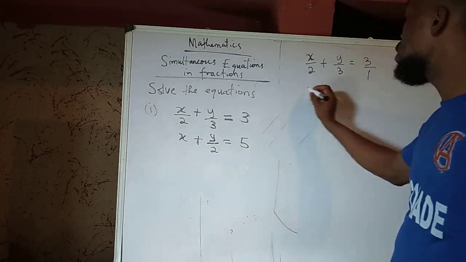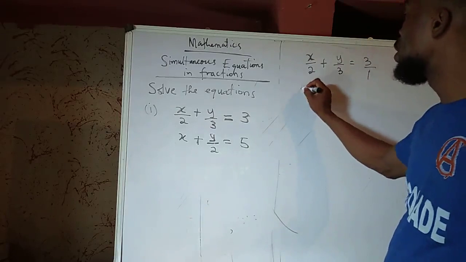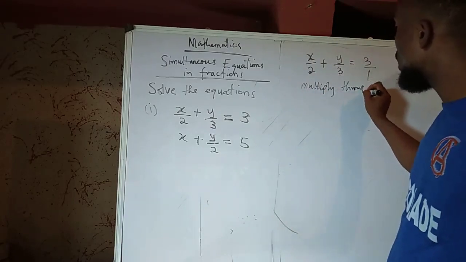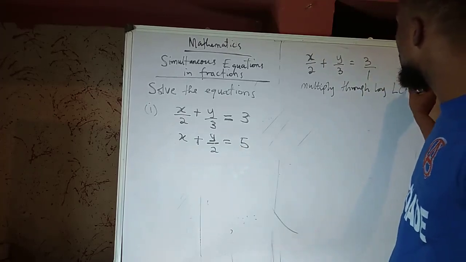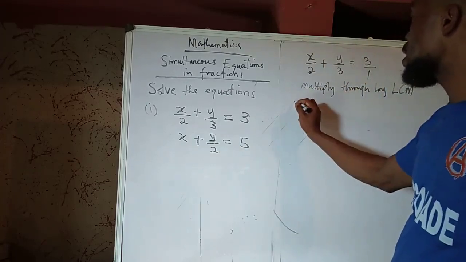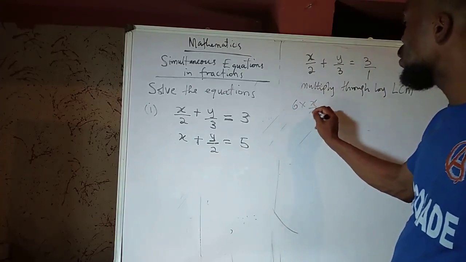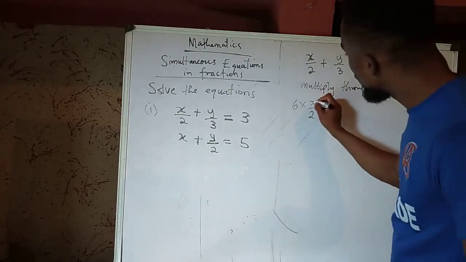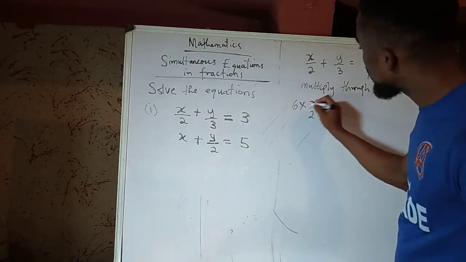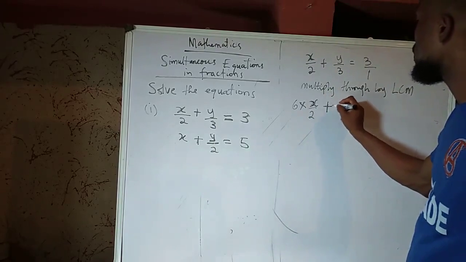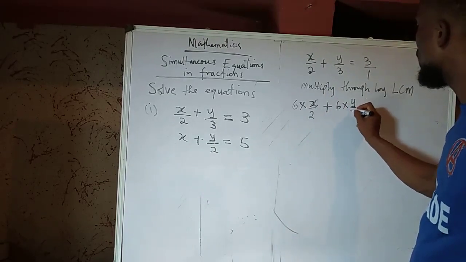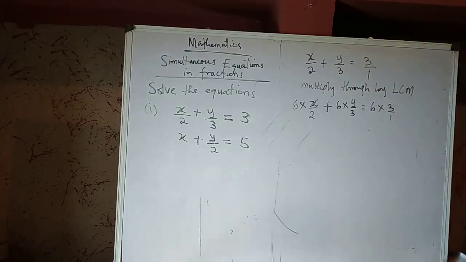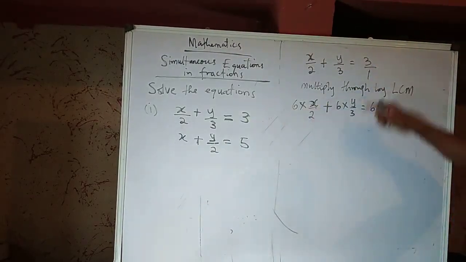So when we get that, we are going to use the LCM and multiply through. The LCM is 6. So we are going to have 6 times x over 2 plus 6 times y over 3 equals 6 times 3 over 1. Okay, 3 here is the same thing as 3 over 1.